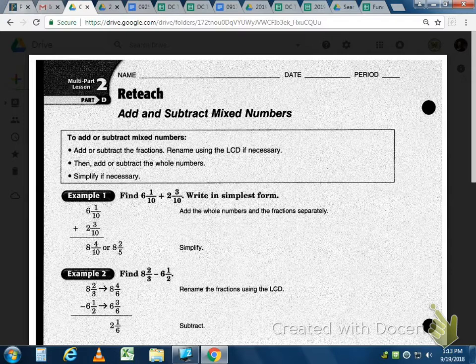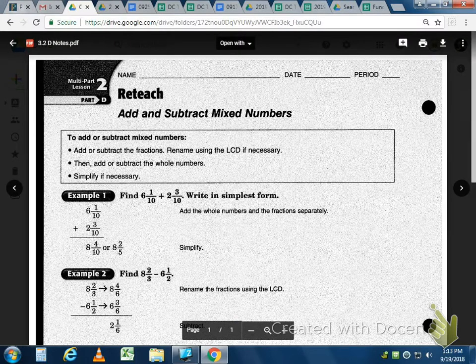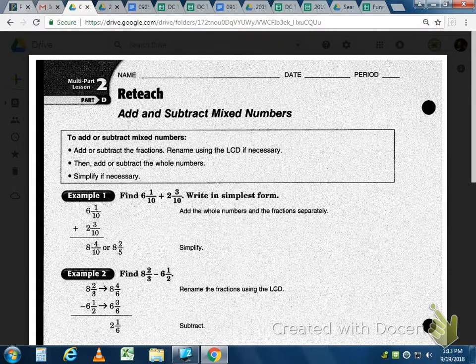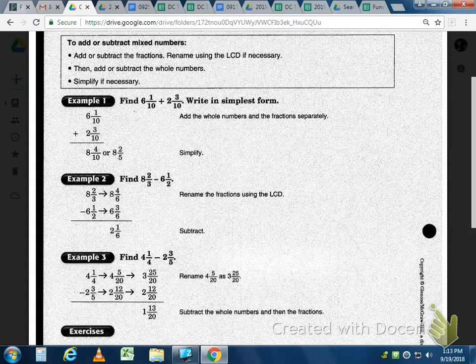In the main heading it says to add or subtract fractions, rename using the least common denominator if necessary. Then add or subtract the whole numbers and simplify if necessary. So just looking at the examples that they have there, 6 1/10 and 2 3/10. Just be aware that they line those up vertically so that the fractional part is lined up, and they go ahead and combine the fractional part.